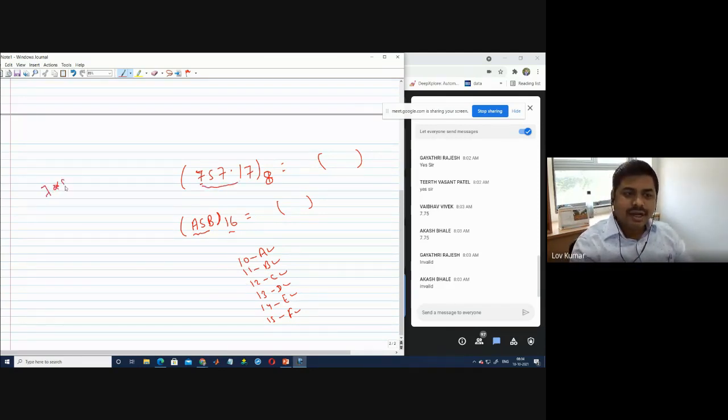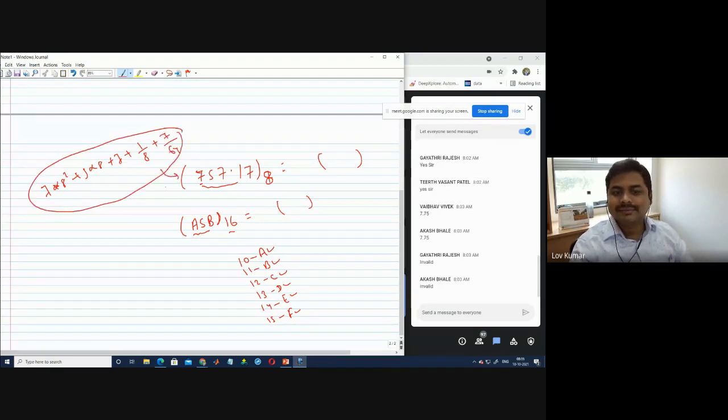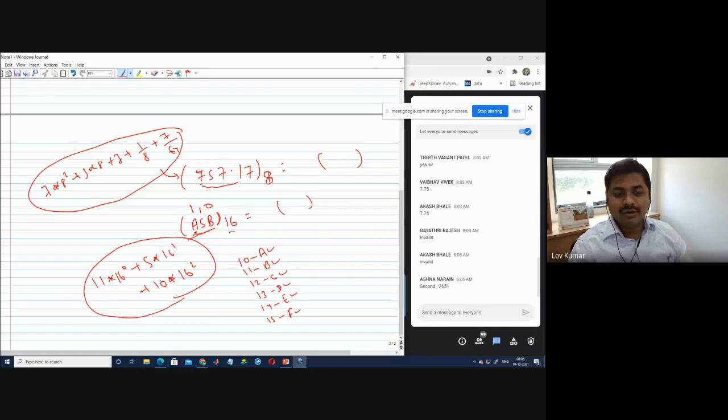So you can simply write 8 to the power 2 plus 5 into 8 plus 7 plus 1 by 8 plus 7 by 64. This is the value for the first expression. Same like that, if you are going for the second expression, what value will you write? 0, 1 and 2: in the 0th place, 12 is present, which is B, means 11. So we'll write 11 into 16 to the power 0 plus 5 into 16 to the power 1 plus A means again we'll write 10 into 16 to the power 2. This is the value we will calculate.